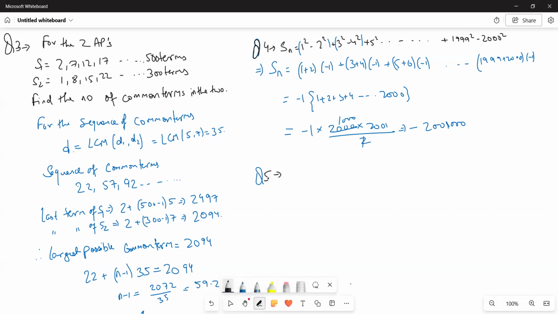Next question. If A, B, C are numbers in GP and A minus B, C minus A, and B minus C are in HP, find the value of A plus 4B plus C.